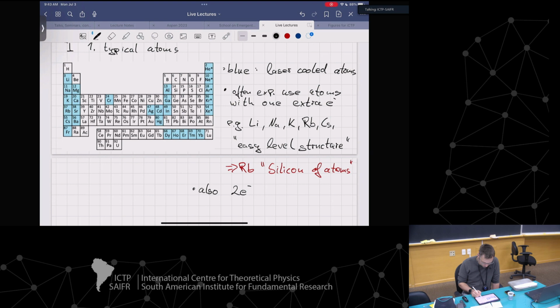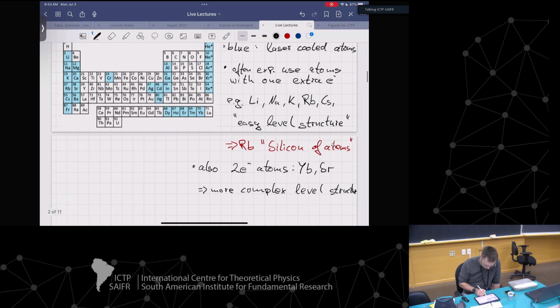So that's your second group. It's also your alkaline earth atoms. So that's, for instance, ytterbium, strontium. These atoms have a more complex level structure, which both makes it more complicated, but also gives you new opportunities.